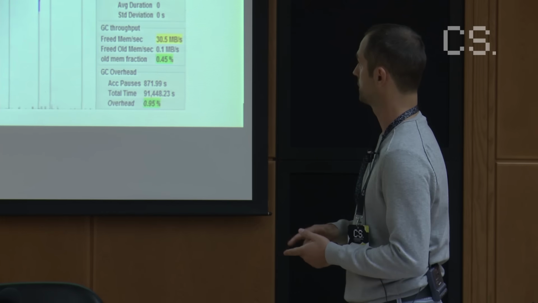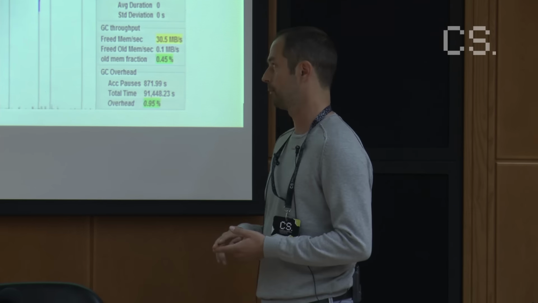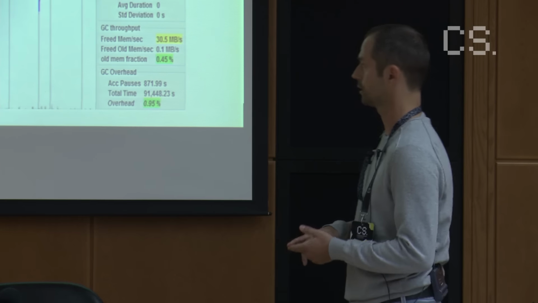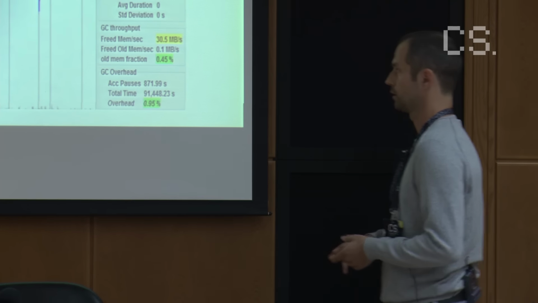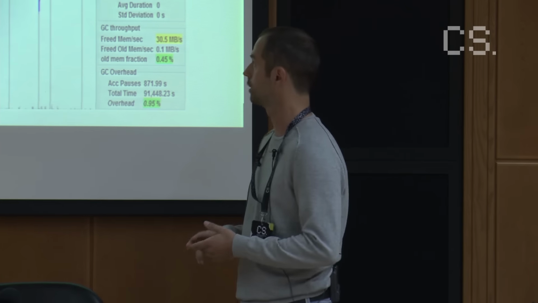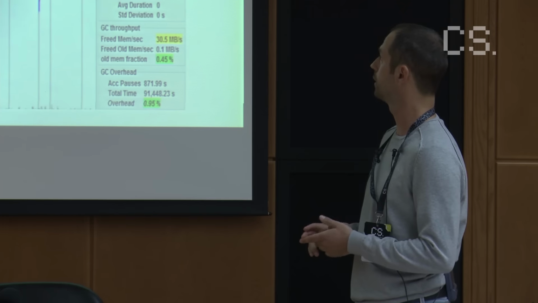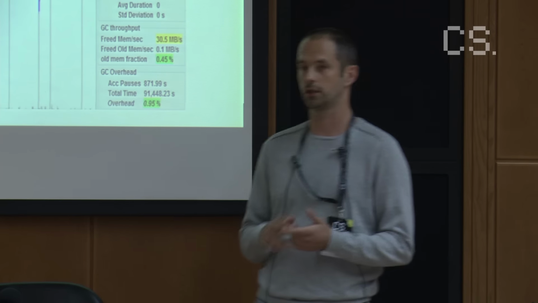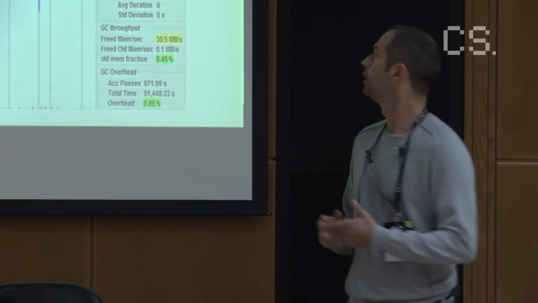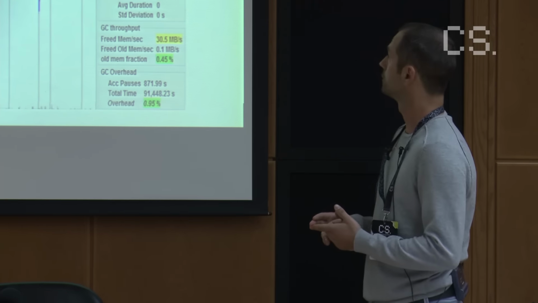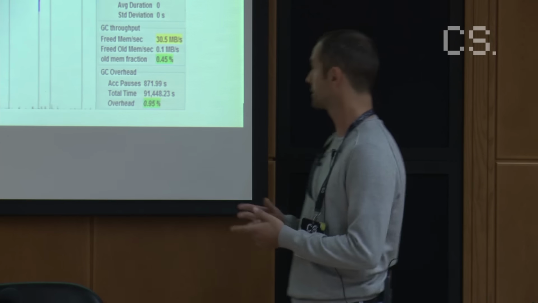This is an example of an app that has been running for 24 hours. It's a simple web app, basically just a health service and nothing more. Roughly around every minute, minor GC events occur, and they last less than 50 milliseconds, and that's acceptable.